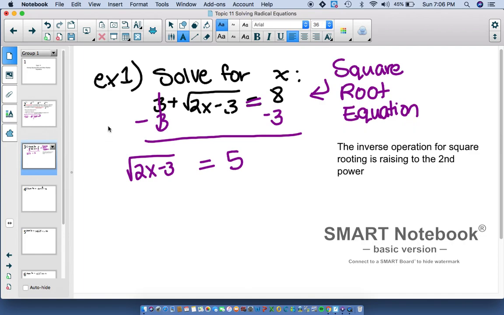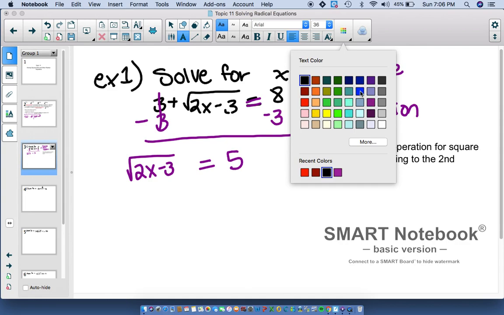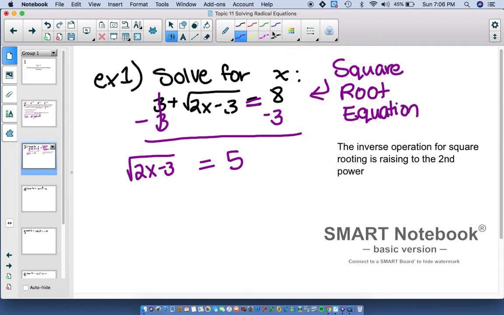So if we wanted to undo the square root, I'll use a different color so you could see the difference. We would have to take this and raise to the second power. Whatever I do to my left, though, I have to do to my right, okay? So square root squared, those are going to cancel because they're opposite operations. Like addition and subtraction cancel, multiplication and division cancel, square rooting and squaring or raising to the second power.